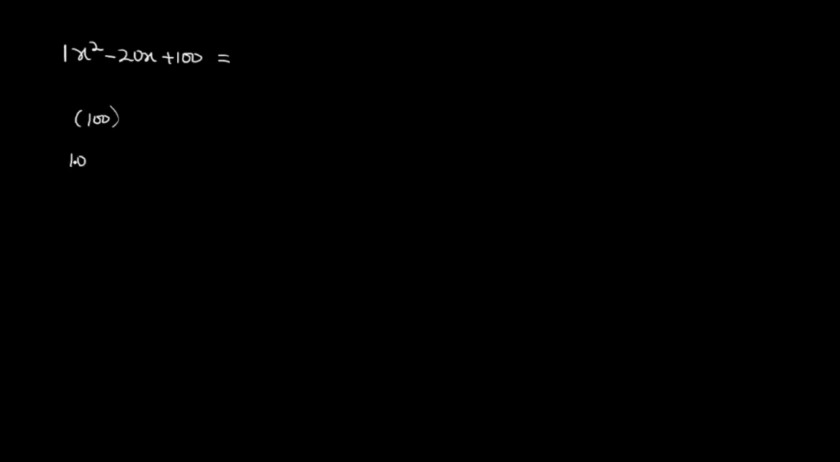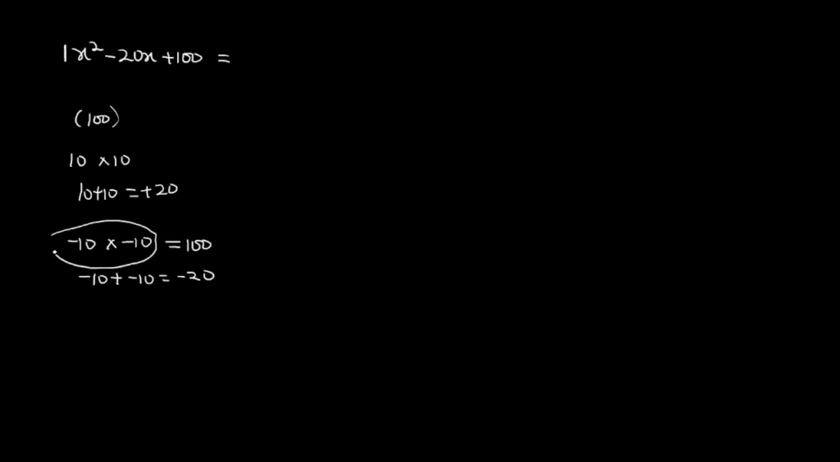So 10 multiplied by 10 will give me 100, but 10 plus 10 will give me a positive 20, not negative 20. But what if I use negative 10 multiplied by negative 10? Negative 10 multiplied by negative 10 will give me positive 100, which is true. And then negative 10 plus negative 10 will give me negative 20. So it means that negative 10 and negative 10 will do the work for me in this case. So I rewrite the expression as x squared minus 10x minus another 10x plus 100.